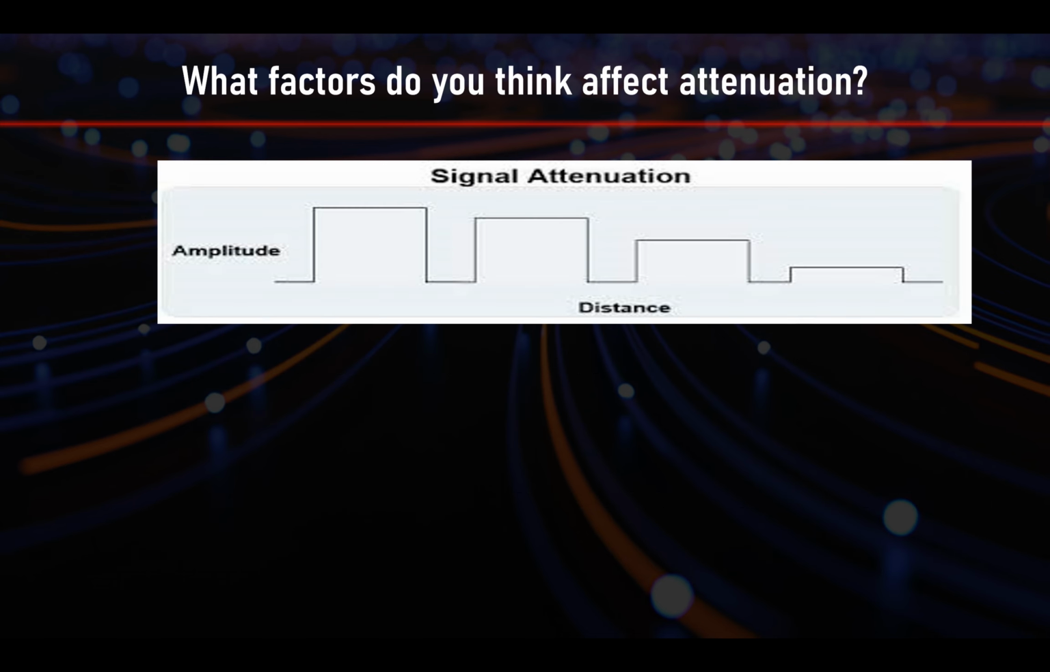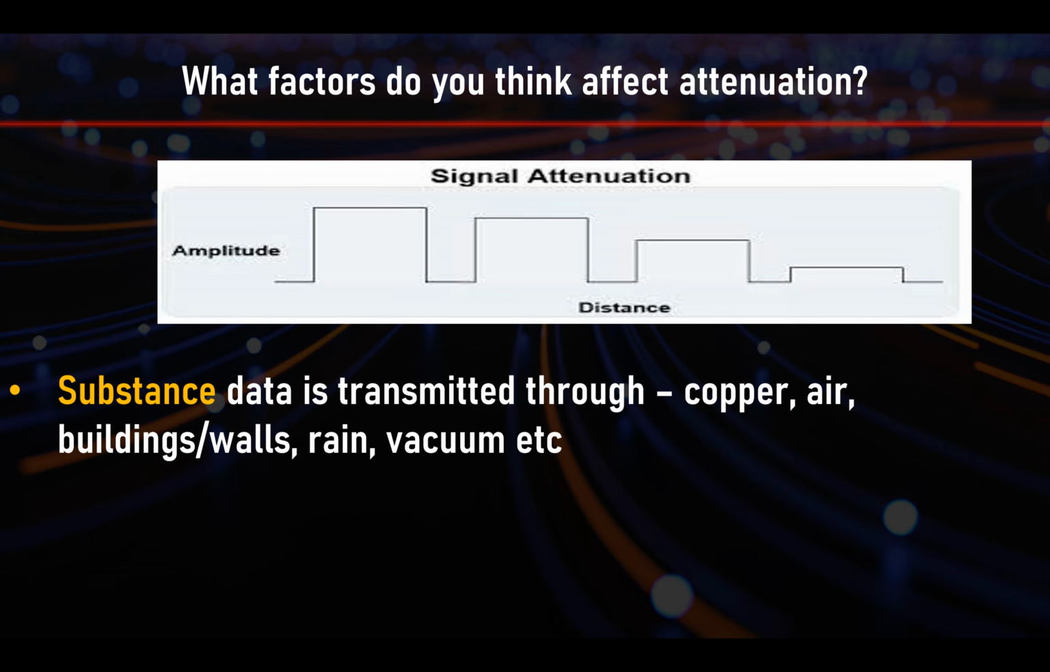So if we think about attenuation, what's going to make the actual strength of the signal decrease? One is the substance the data is transmitted through: copper, air, buildings or walls, things like rain, vacuum. If we think of vacuum, this will be good. If it's going through a vacuum, we can say the attenuation will be low, maybe this sort of curve, this sort of linear gradient.